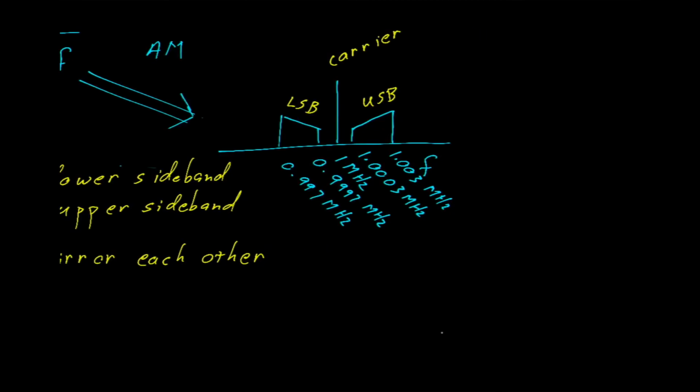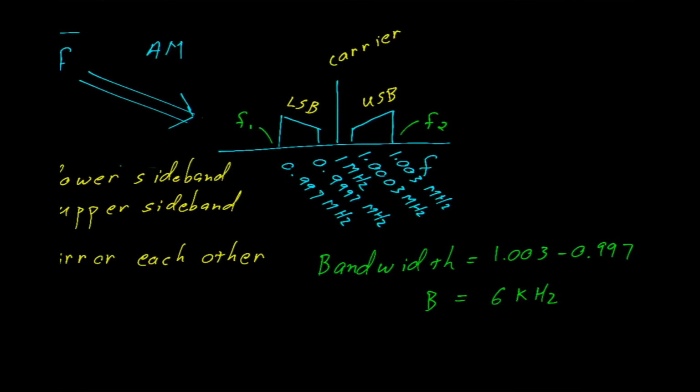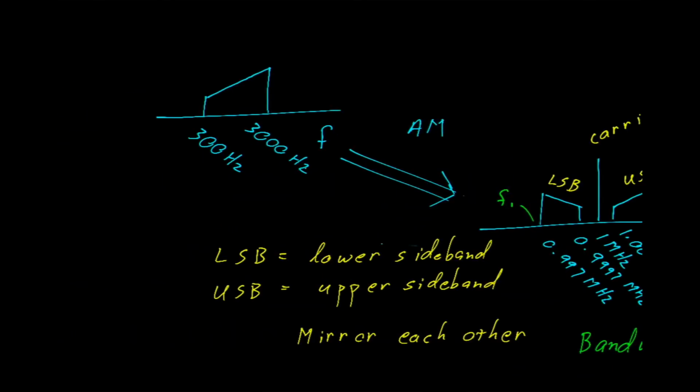One of the questions that you'll certainly be asked is, what is the bandwidth of the AM broadcast? That's not so hard. This is our F2, this is our F1. So the bandwidth is equal to 1.003 megahertz minus 0.997, which means our bandwidth is equal to 6 kilohertz, which just happens to be 2 times what our maximum baseband signal was.